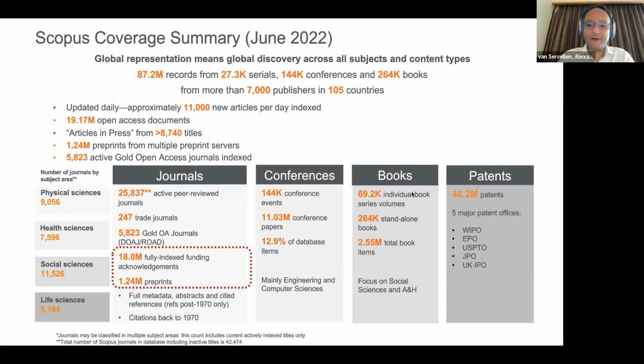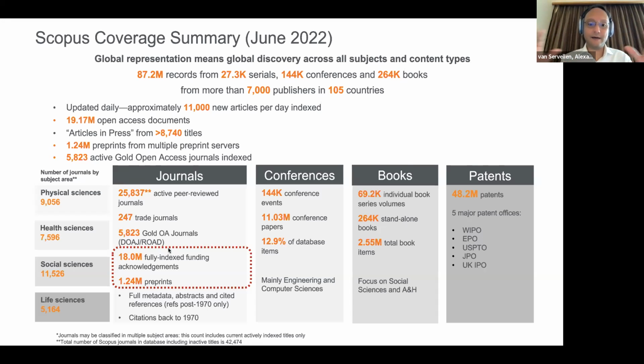We have both individual books and standalone books, where a lot of the books focus on social sciences, arts and humanities. For the conference proceedings, we cover 144,000 conference events, about 11,000 papers, which are very focused on engineering and computer sciences.